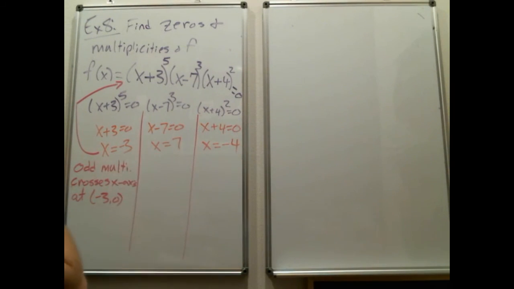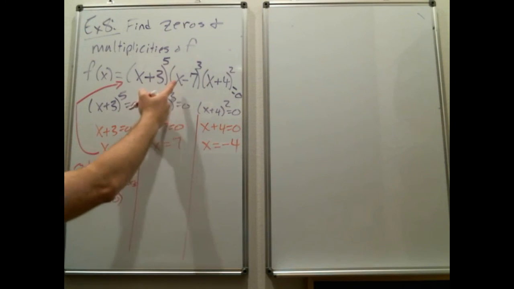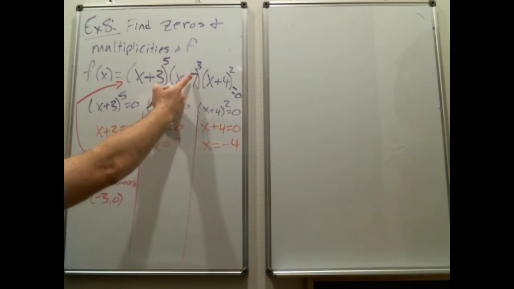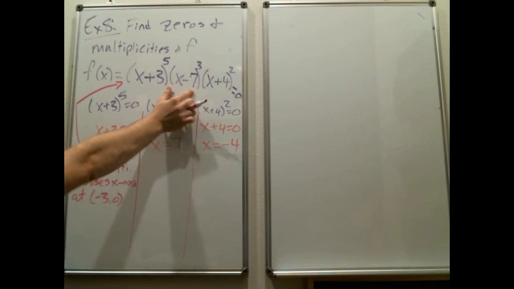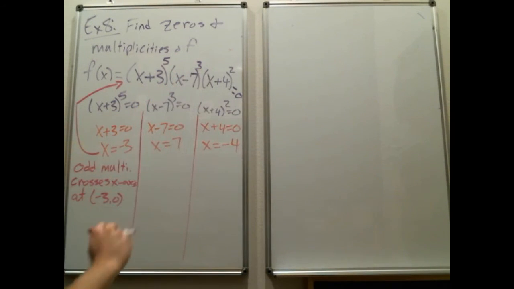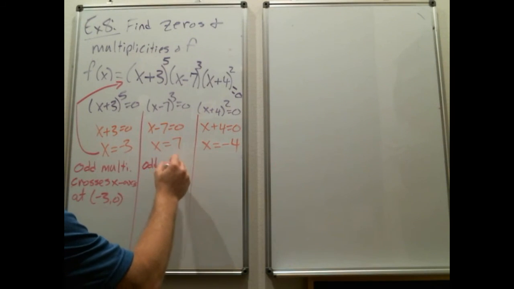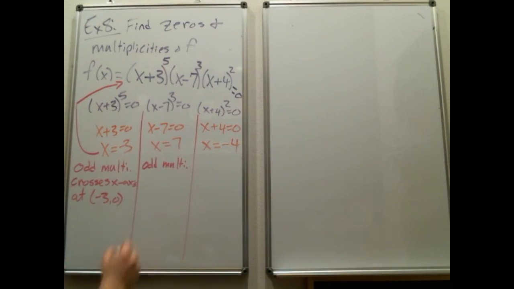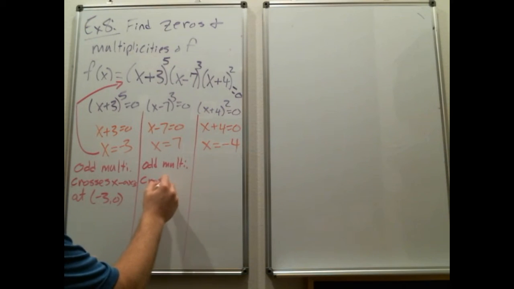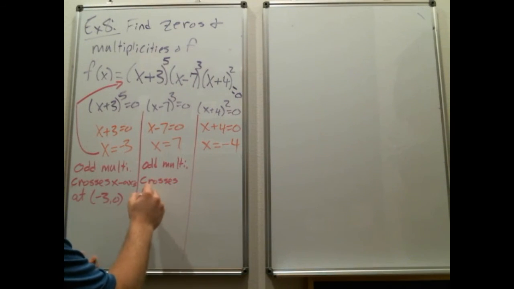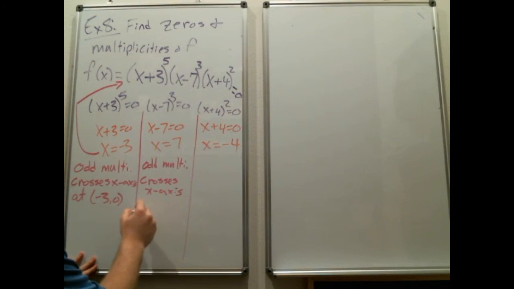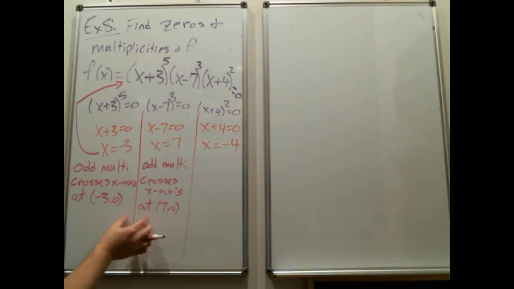Alright, let's keep going on. Now, where did this x equals 7 originate from? It originated from this term here. What's its exponent? It's 3. 3 is odd. So this is odd multiplicity. So it crosses x-axis at 7, 0. And I could have combined these into one, but alright, and then last one.